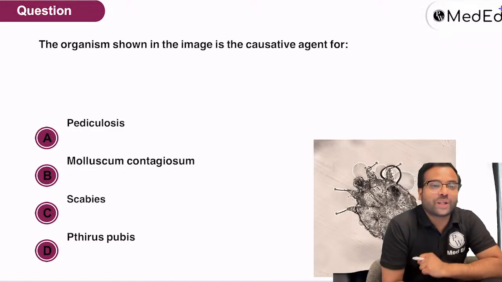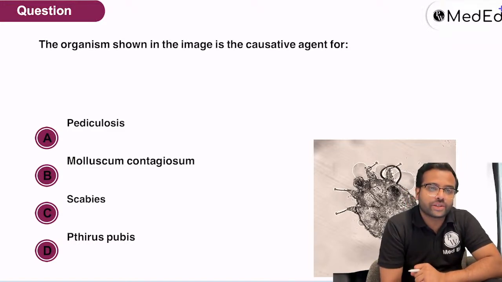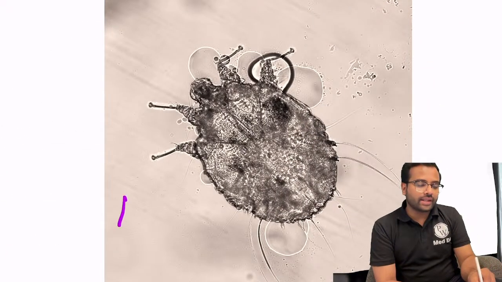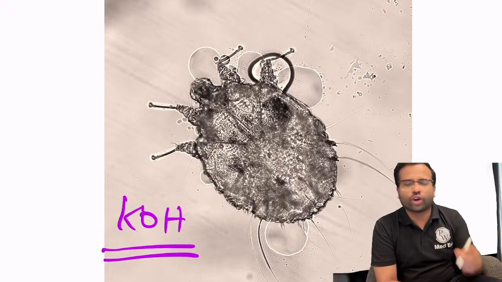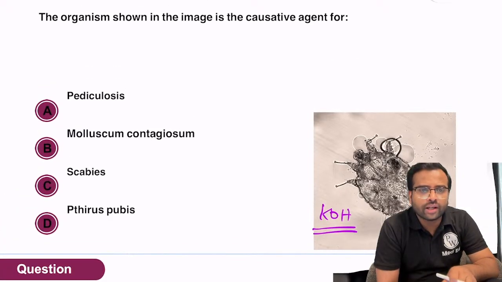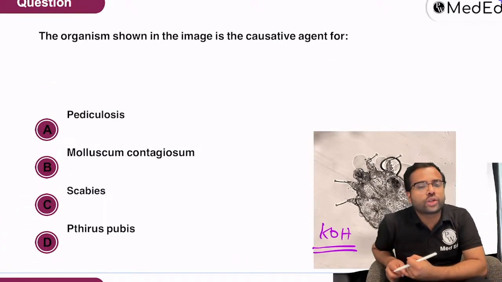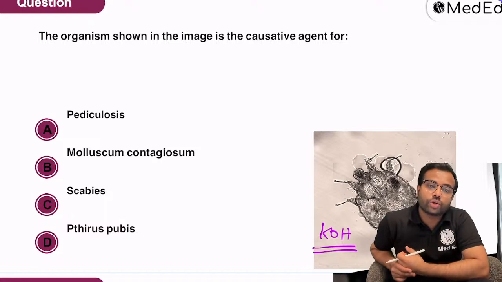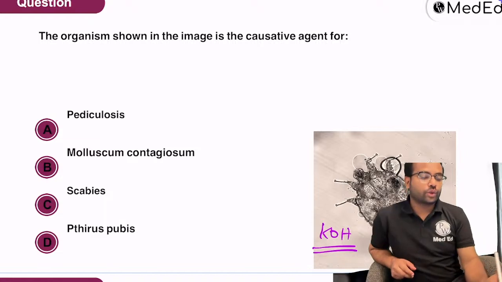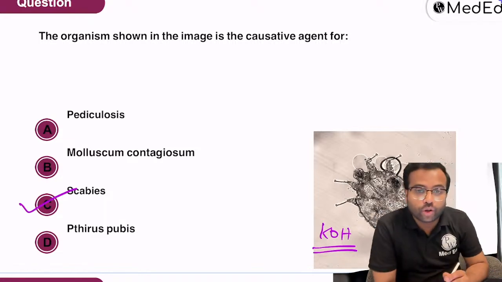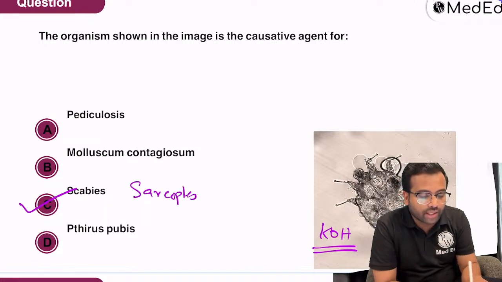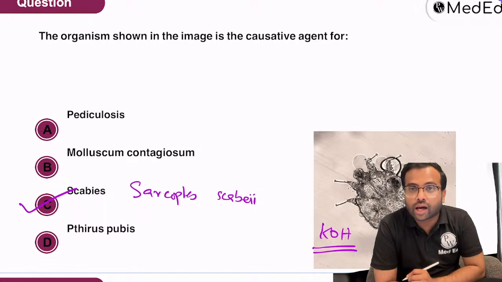Okay, done. Now let's see. The organism in the image is a causative agent for: this is the image. This probably is a KOH image of some mites. Which is the mite that is shown here? Is it responsible for pediculosis, molluscum contagiosum, scabies, or pthiriasis pubis? Very good. This is associated with scabies, because the mite that you can see in this image is called Sarcoptes scabiei.